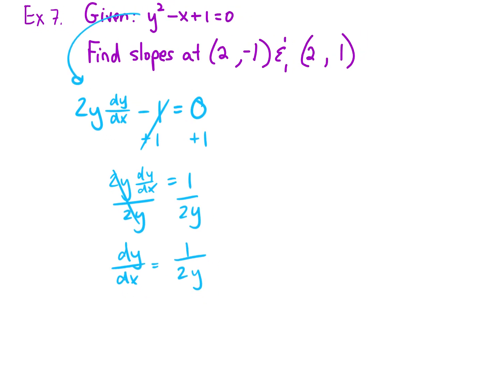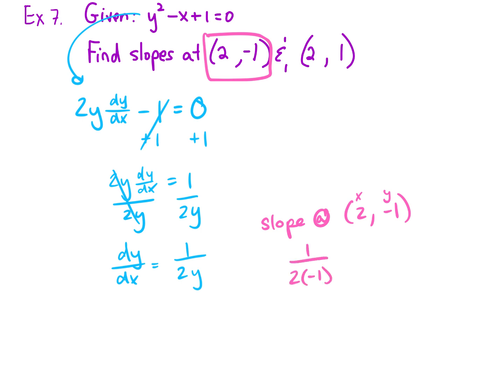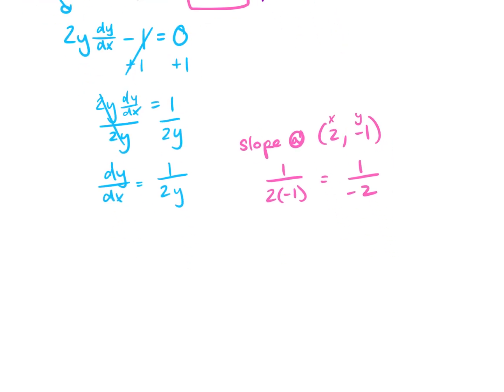So this is kind of like 2 questions in one. It wants us to find the slopes at 2, negative 1, and then 2, positive 1. So that we're doing 2 different things. So for our slope at 2, negative 1, we're going to plug in 2 for our x and negative 1 for our y. We don't have an x to plug in anything, so we're just going to plug in negative 1 into the y. So here we would have 1 over 2 times negative 1, which would be 1 over negative 2. So our slope would be negative 1/2.